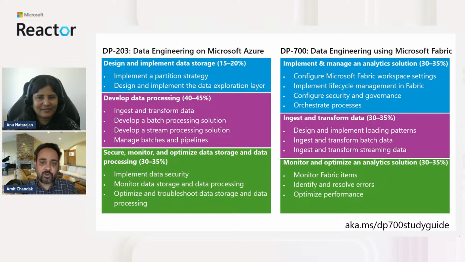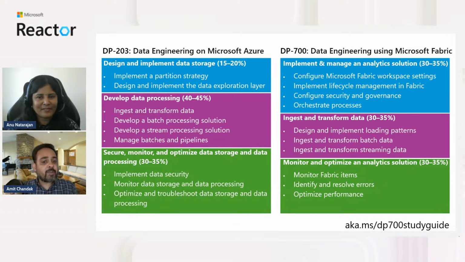So in Azure, we have Azure Databricks, Azure Data Factory, Azure Cosmos DB, all these components were there. And we have Azure Synapse also. Now, DP-700 is a more Fabric-centric approach. As you know, we have the integrated Microsoft Fabric.